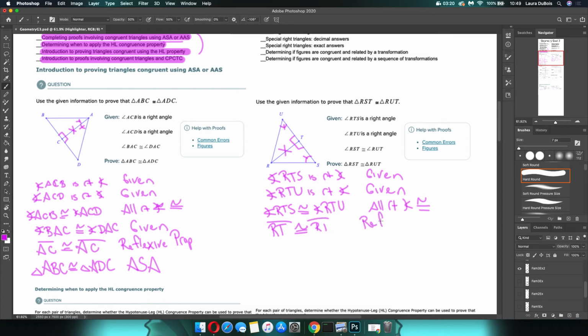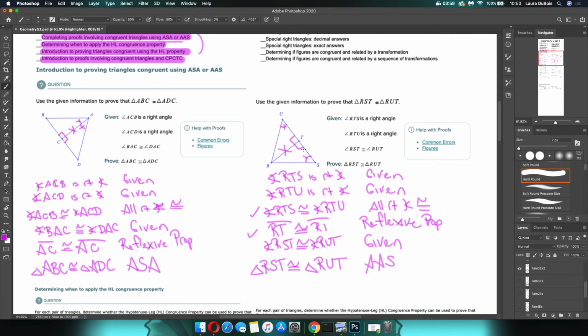Why? Because reflexive property. And is that everything we need? We have the angles, we have the side. Oh, I forgot the angle, silly Ms. Dubois. So angle RST is congruent to angle RUT because that was given, and now we're ready. So triangle RST is congruent to triangle RUT. And what kind is this? This is angle, angle, side, because the side that's being congruent is not between the two angles.